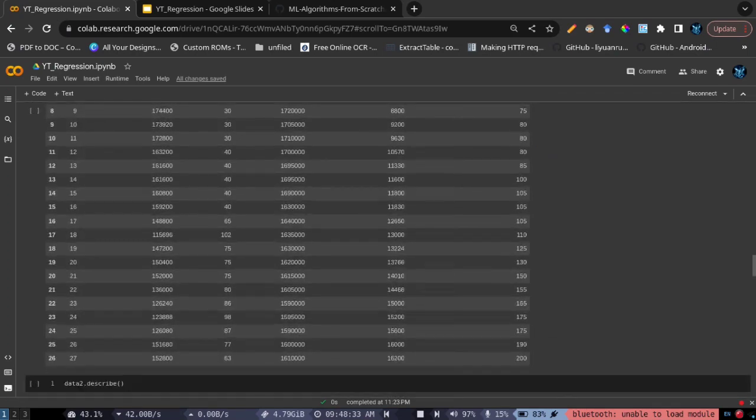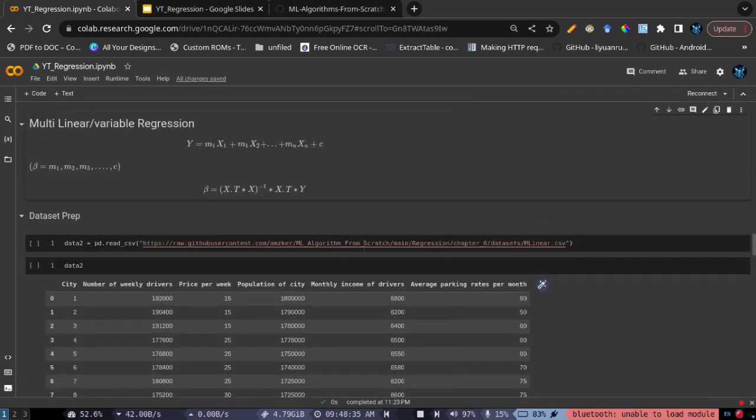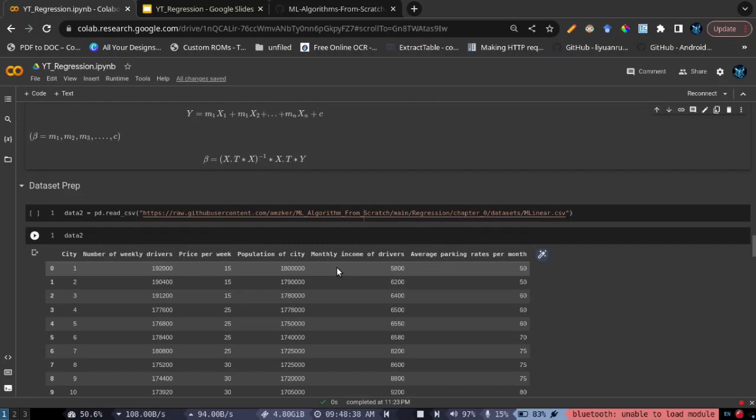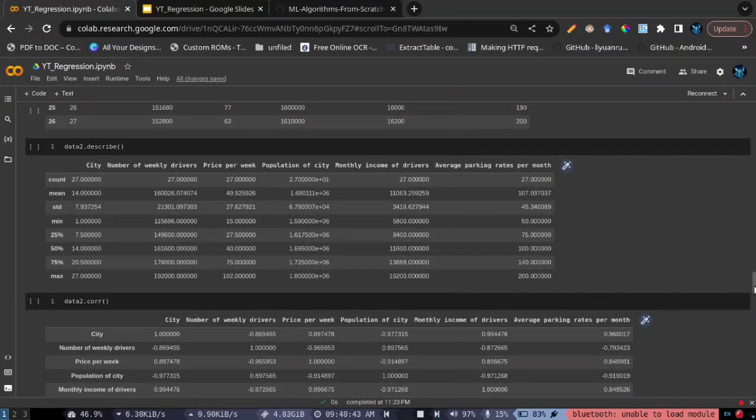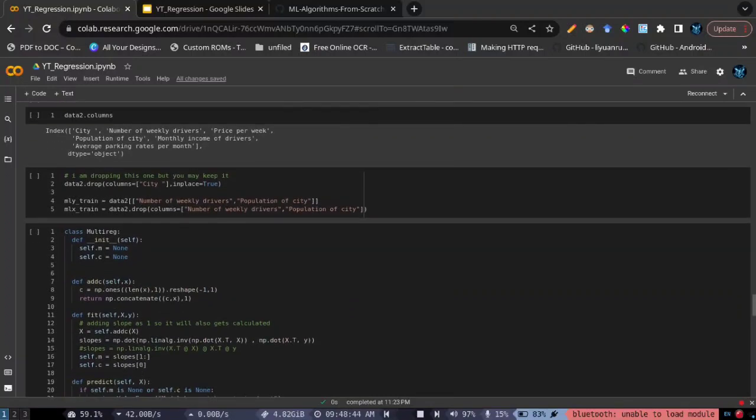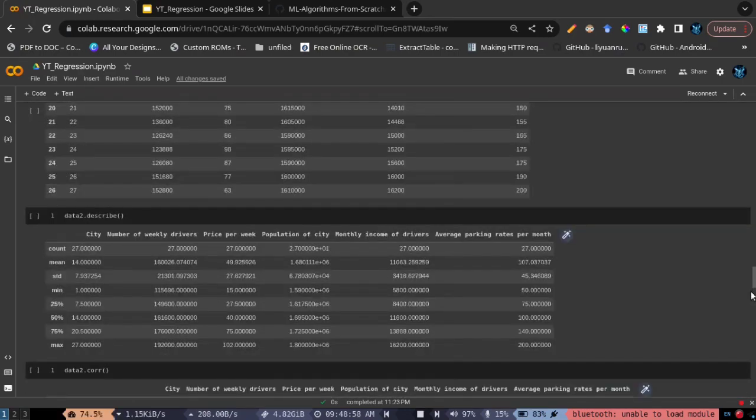Okay, I want you to do what I have done here. Let me show you what I did. I just observed the data. That's not the main part here. So I take Y as a number of weekly drivers and population of city. I want to predict number of weekly drivers and the population of city, and give the other things as variable X: price per week, monthly income of driver, average parking rates, right?